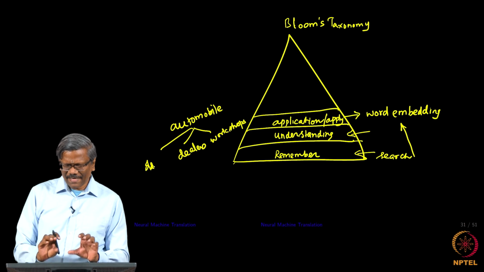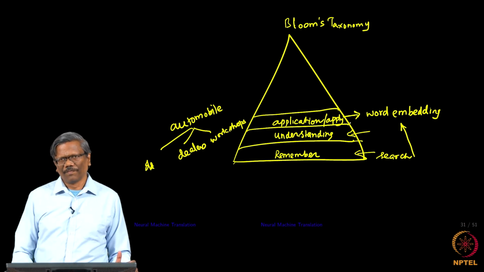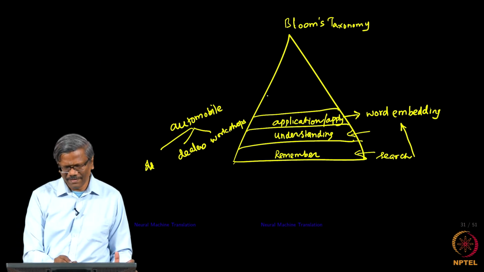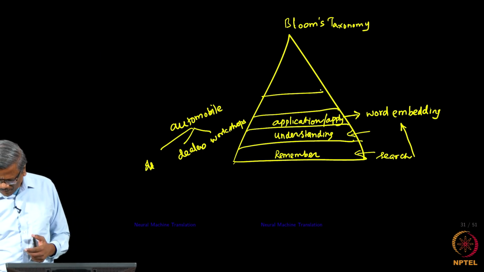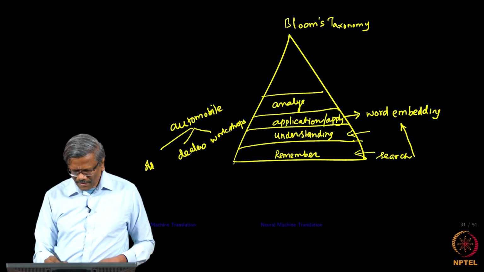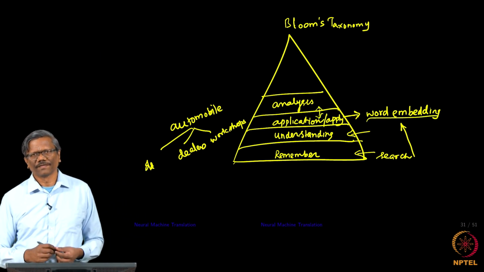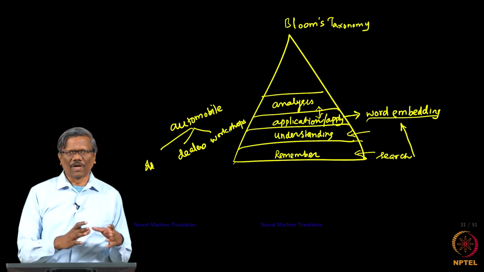So, we can relate to some extent Bloom's taxonomy to the word embedding at the third level. And then if you go to the next one, which is the analysis part of that, I would say that these two are somewhat combined in the word embedding. Okay. So, it tries to really analyze what should be the next.